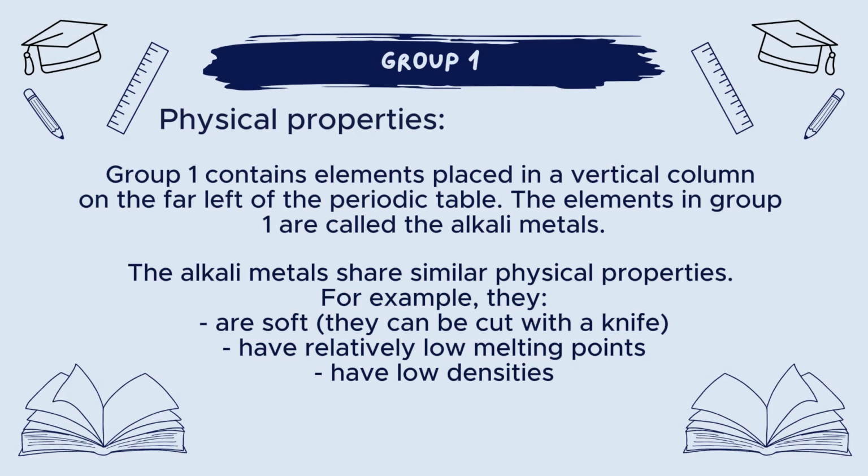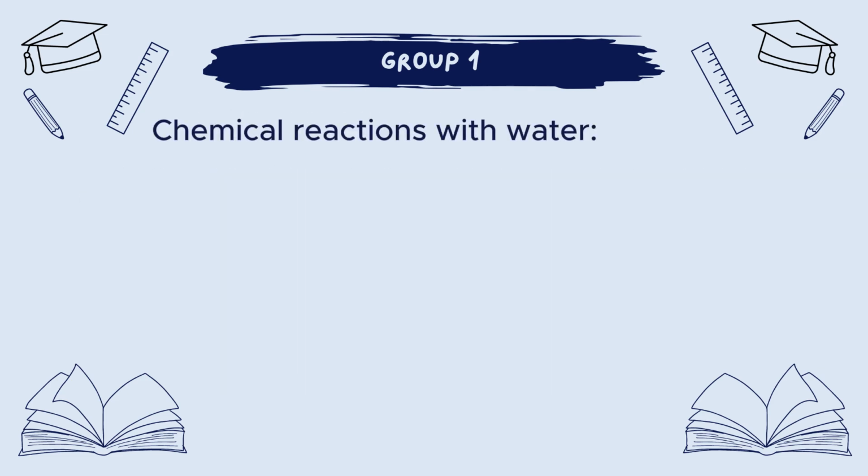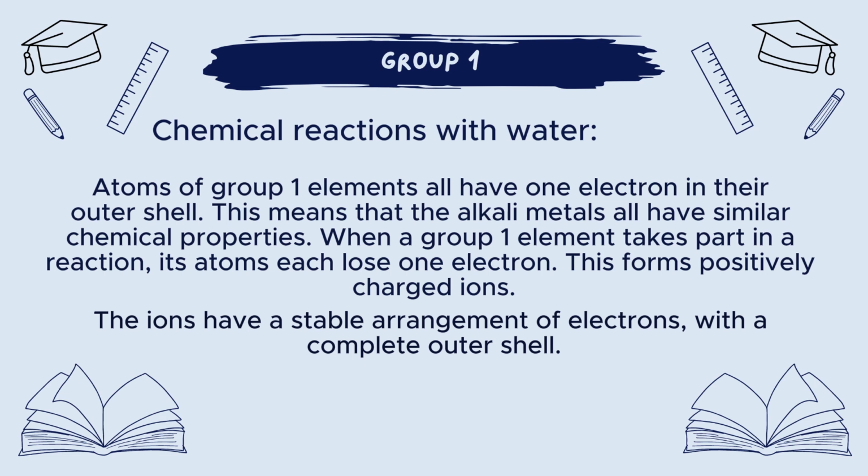Group 1 contains elements placed in a vertical column on the far left of the periodic table. The elements in Group 1 are called the alkali metals. The alkali metals share similar physical properties. For example, they are soft, have relatively low melting points and have low densities. Atoms of Group 1 elements all have 1 electron in their outer shell. This means that the alkali metals all have similar chemical properties. When a Group 1 element takes part in a reaction, its atoms each lose 1 electron. This forms positively charged ions. The ions have a stable arrangement of electrons with a complete outer shell.